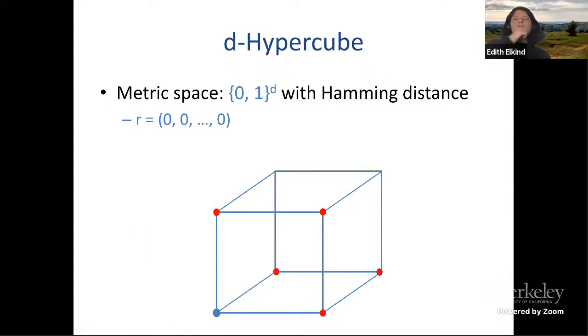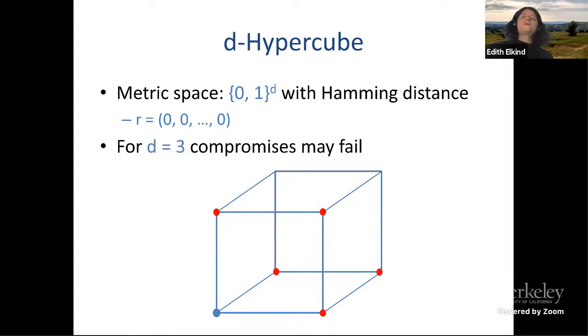What we know about this metric space is that 2-way compromises may fail. That's actually a very easy example, maybe easier even than the example I already showed you. Suppose we have 5 agents, so agents are red dots now. There's a collision here around this upper edge, which supports this proposal over here.